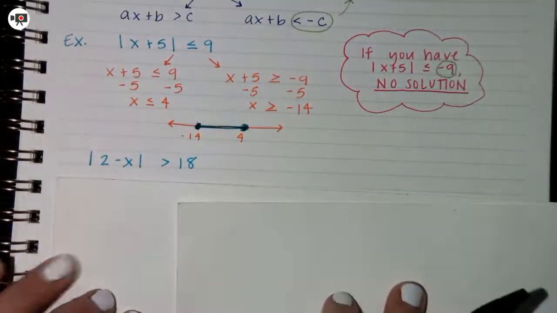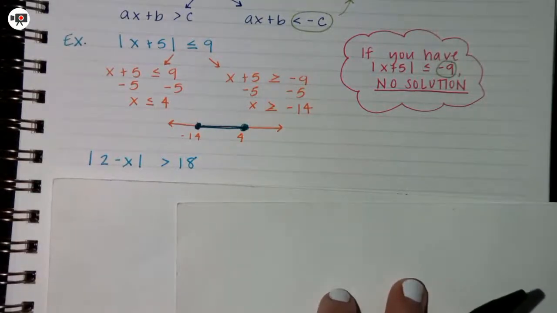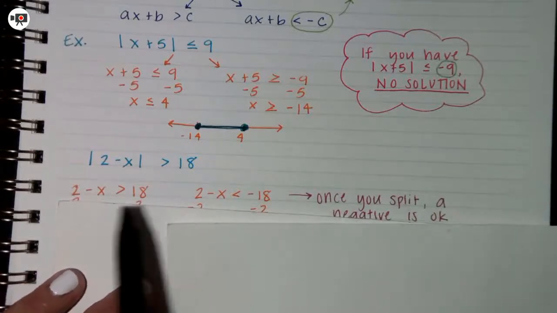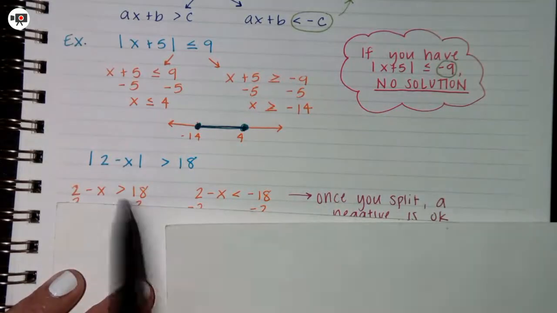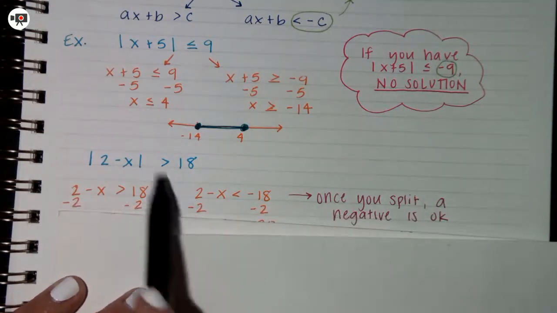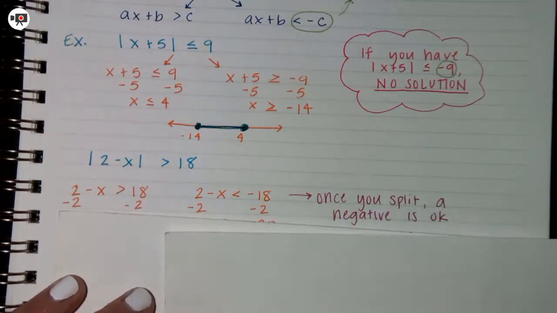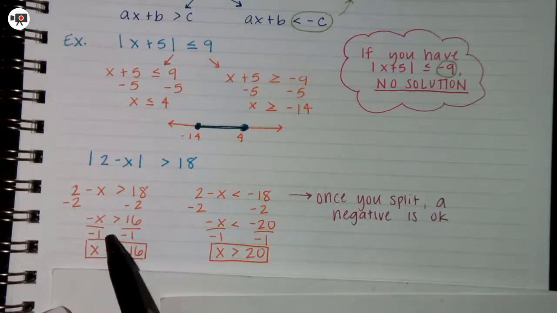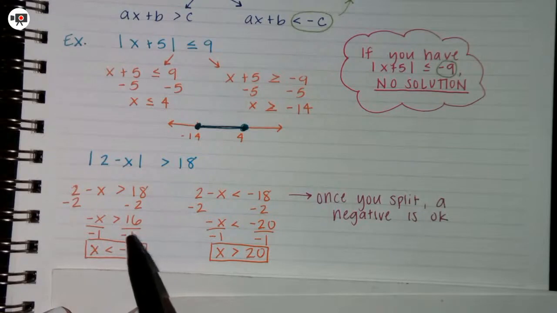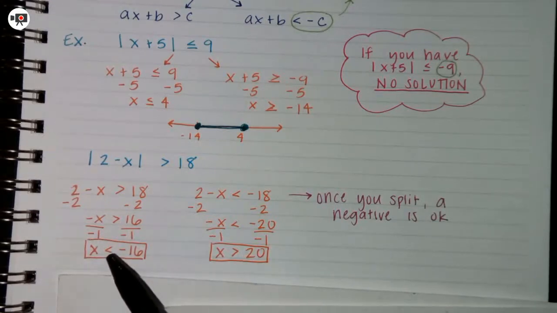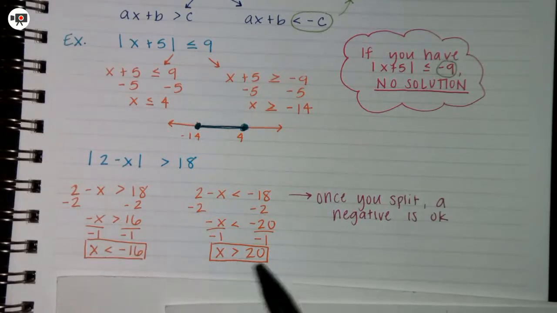One more example. If the absolute value of 2 minus x is greater than 18, we're going to split it, and we'll have 2 minus x is greater than 18, and 2 minus x is less than -18. Once we have it split, it's okay that we have a negative. Solve each side for x, and remember that we would need to divide by a -1 for each, and so we reverse the symbol in the middle to have x is less than -16 and x is greater than 20.